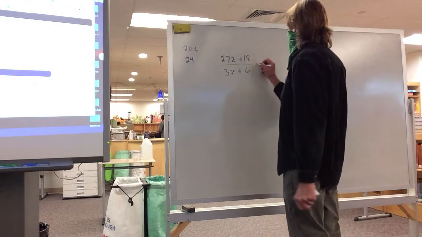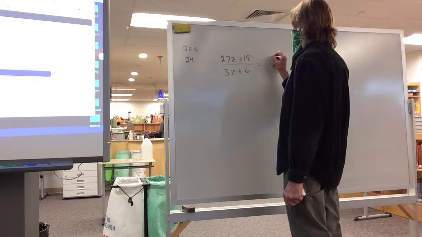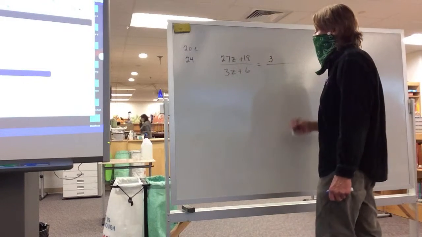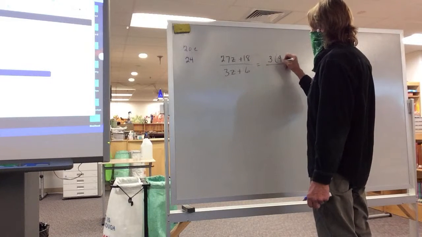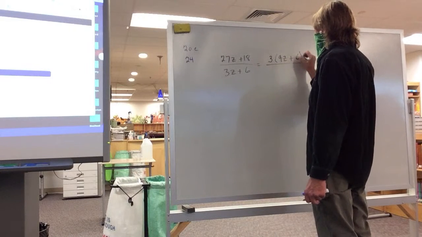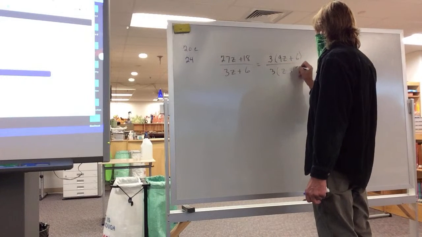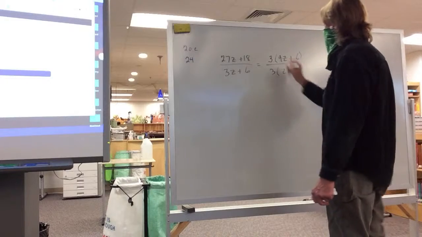Okay, so let's see. You pulled a 3 out of the top, right? You can't just put it out in front. So then you'd have 9z plus 6 over 3 times z plus 2, right? Okay, so that cancels.